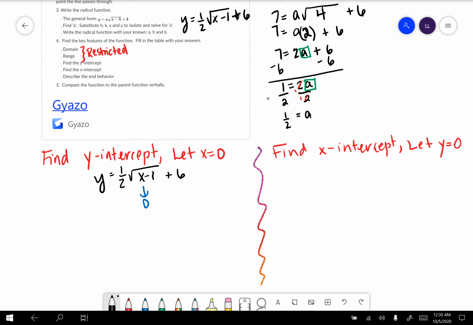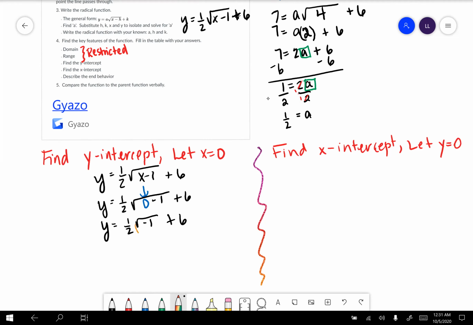So, we're going to build everything around it. So y is equal to 1/2 square root of 0 minus 1 plus 6. We're going to solve this and find out what y is. Y is equal to 1/2 times the square root of -1, because 0 minus 1, we have to do order of operations. 0 minus 1 is -1, plus 6. We can stop right there.